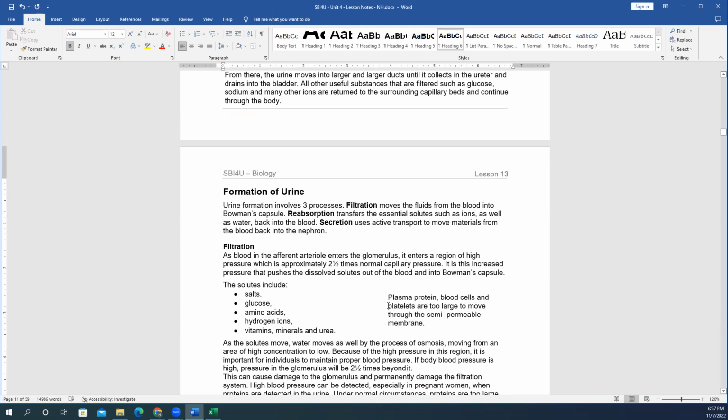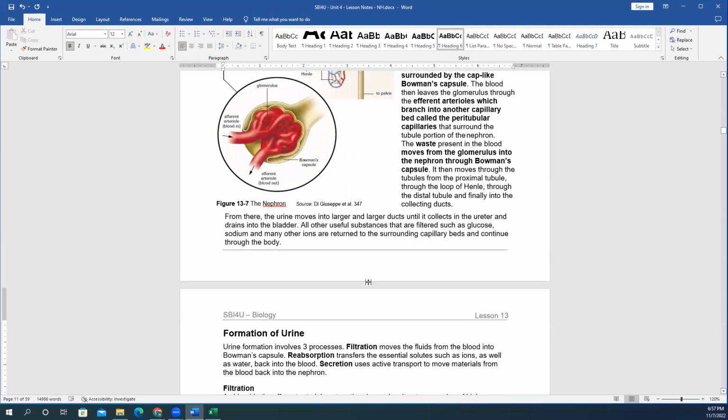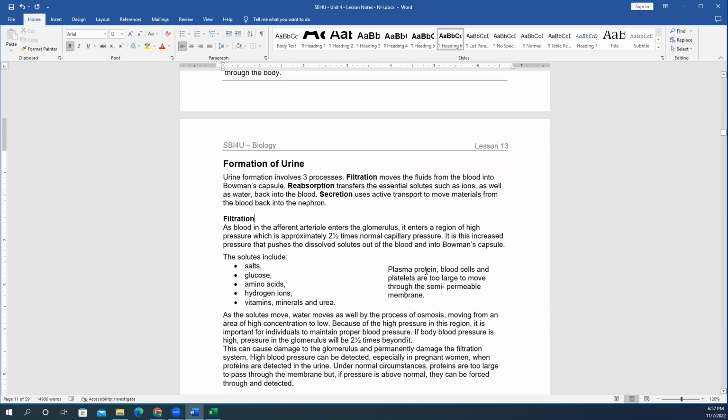But things like plasma proteins or blood cells and platelets, these things are far too large to move through this semi-permeable membrane. So those things do not get pushed into the Bowman's capsule. As these solutes move, water also moves through the process of osmosis, as it moves from an area of high concentration to lower concentration.